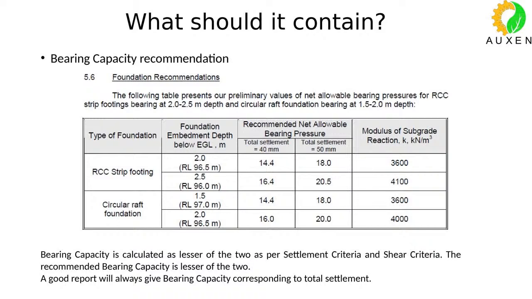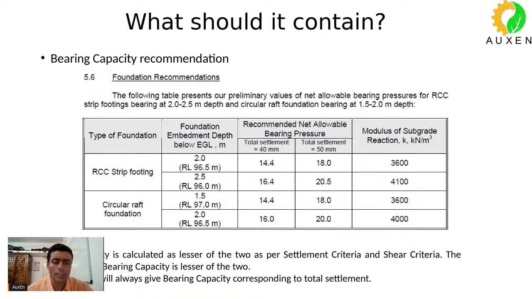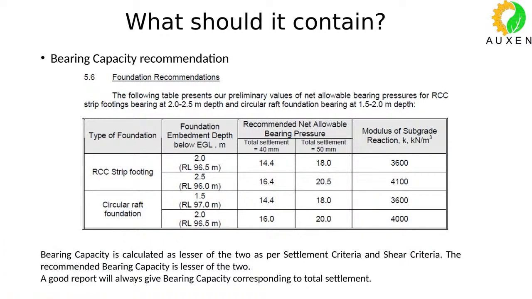Okay, so a value of bearing pressure should always be associated with some settlement. Very important point. So, for example, here you can see that they have given some recommendations for the allowable bearing pressure. And let us say for RCC strip footing, I'm reading the first row at a depth of 2 meters. For 40 settlement, they have given you one value, 14.4 tons per square meter. And for 50 settlement, they have given you a different value. So bearing pressure always has to be understood with respect to a corresponding settlement. If your report only gives you bearing pressure without giving you any settlement value, it is meaningless.